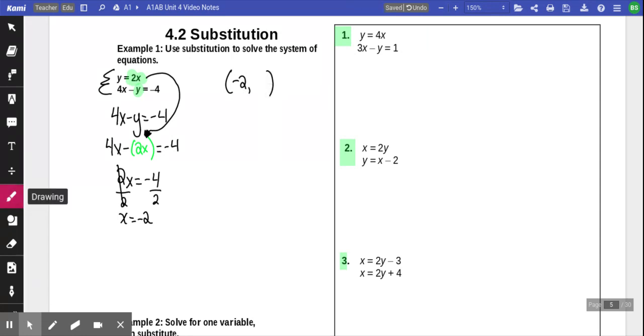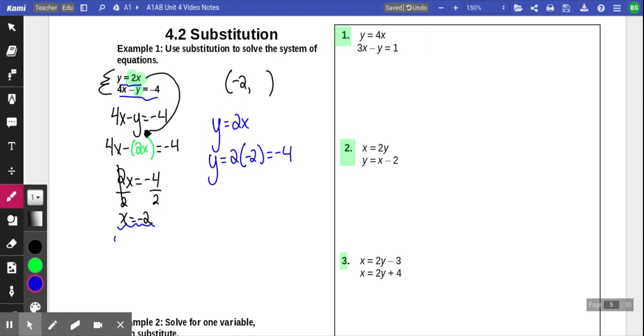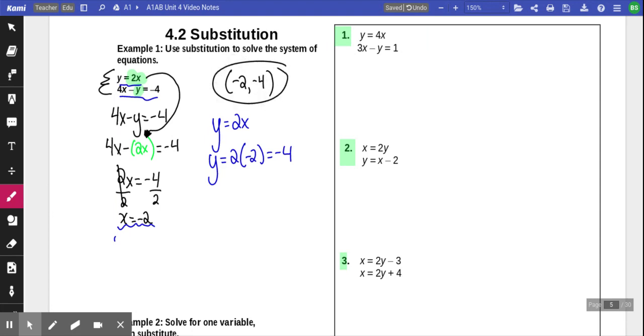For our y value, you could plug x is equal to negative 2 into either of the original equations above. One of these is easier than the other. We're trying to solve for y, and the first one says y is equal to 2 times x, so this one actually solves for y itself. So y is equal to 2 times, well, we've now figured out that x is negative 2. So 2 times negative 2 is negative 4. Our answer is negative 2, negative 4. What that means is if you graph both of these lines, you're going to find the point of intersection is at negative 2, negative 4.